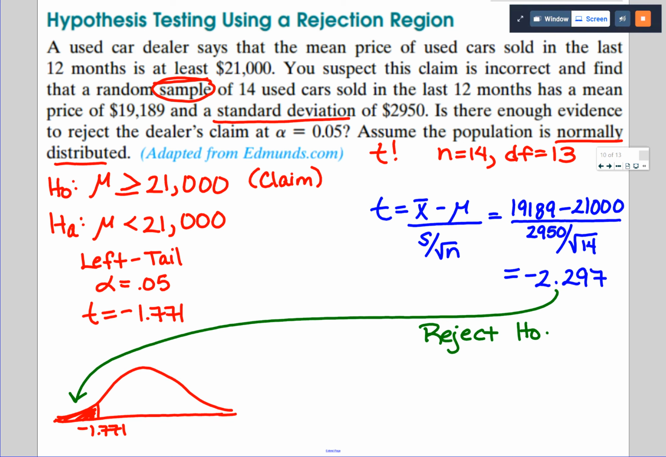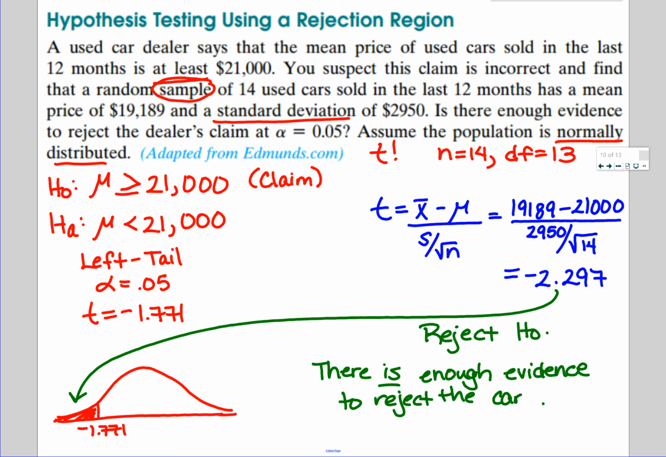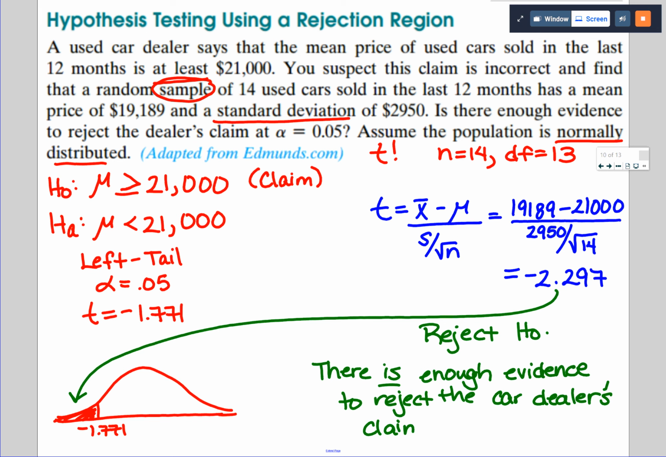So to summarize then, we can say there is enough evidence to reject the car dealer's claim. To prove him wrong. Okay. All right, so we use the word is because we rejected, and we use the word reject because our claim was the null in that final sentence there. All right, so pretty similar to our Z hypothesis testing here, just a couple little things we have to change up because we've got a t distribution that we're using.